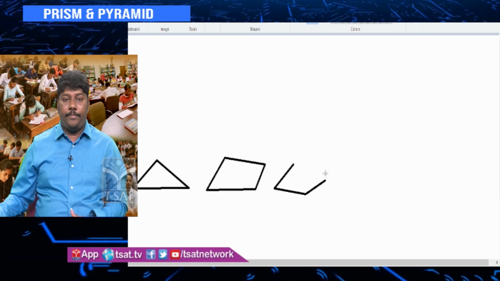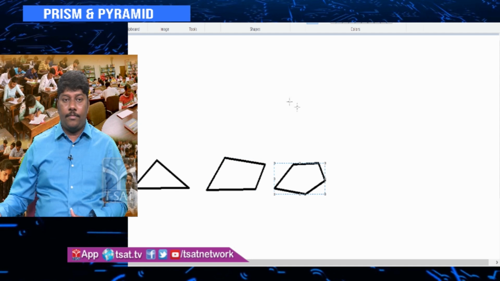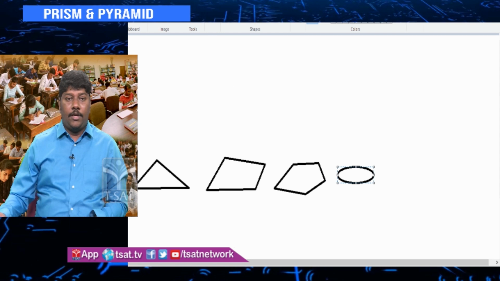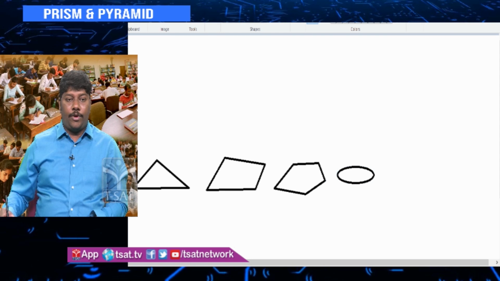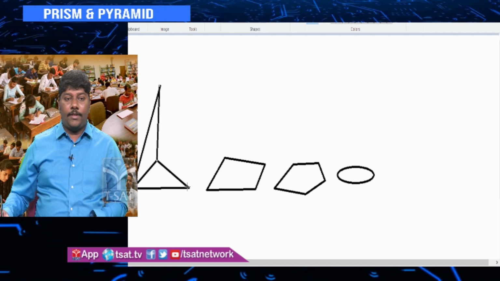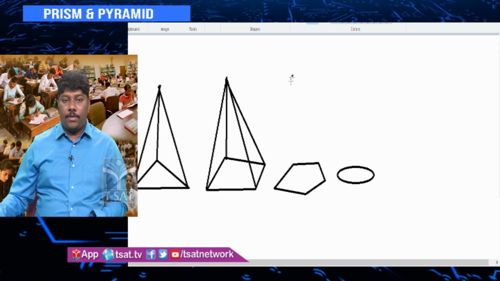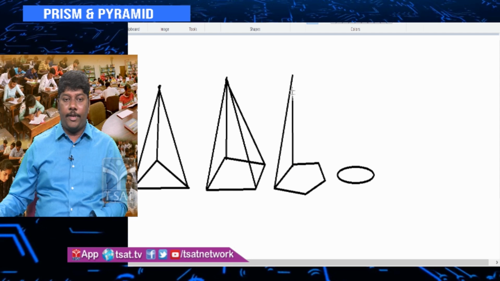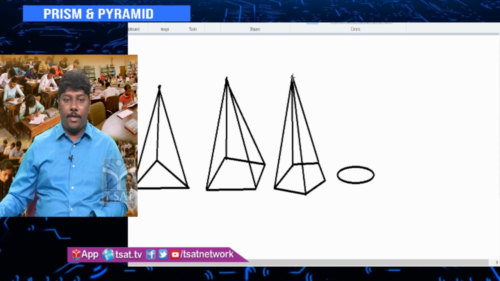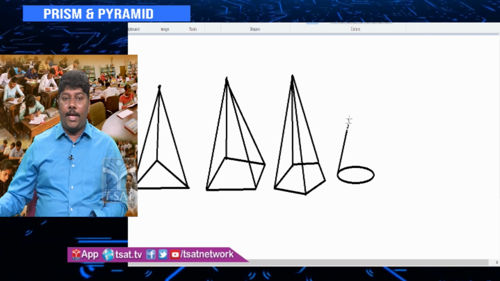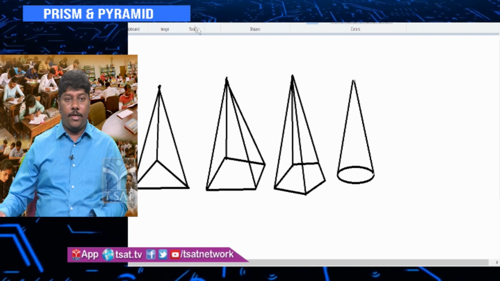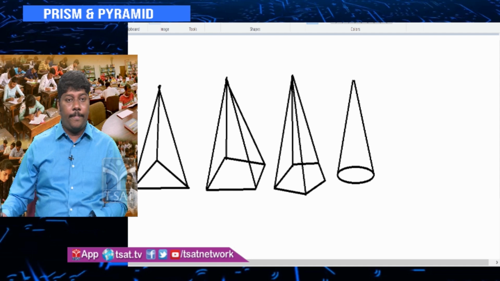I'm just taking a pentagon, taking a circle. A circle is a polygon with infinitely many sides. You add all these vertices to a point, then we will get a pyramid. So the first one is a triangular pyramid, the second one is a quadrilateral pyramid, the third one is a pentagonal pyramid, and the last one is a circular pyramid. You call it a cone. A circular pyramid is also called a cone.